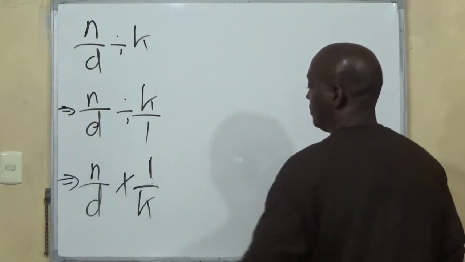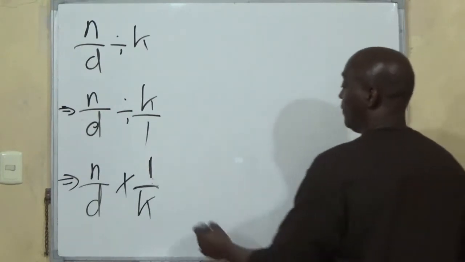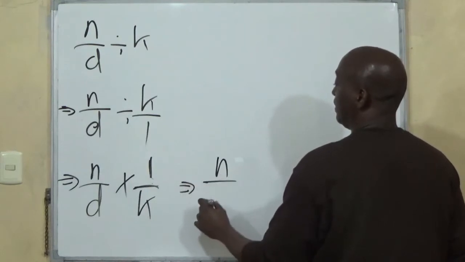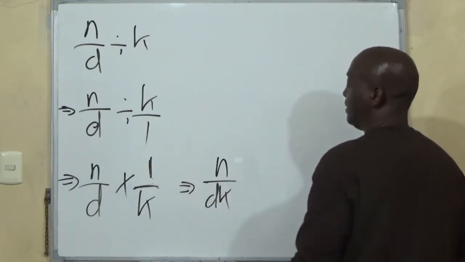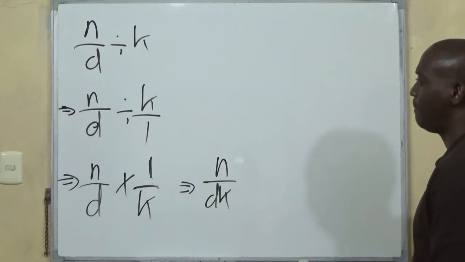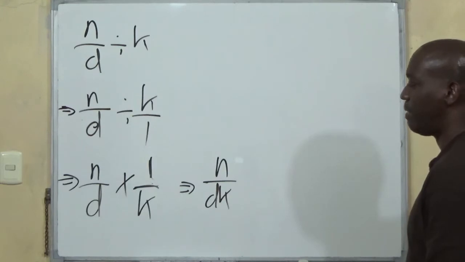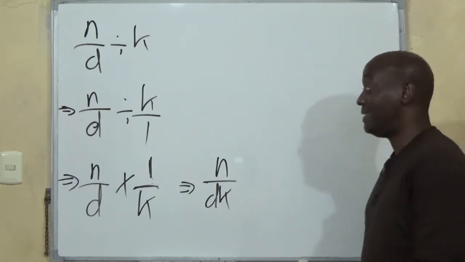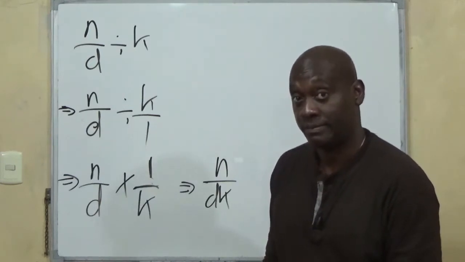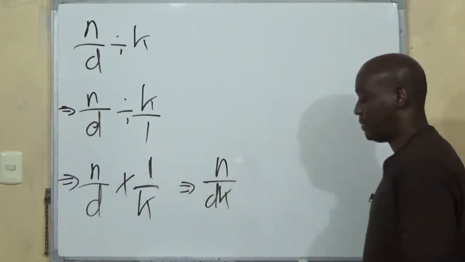Alright? And of course we know that once we reach here, the next step is simply to multiply the numerators and multiply the denominators. Alright? And that's basically it. That is basically it. So, let me do some examples.